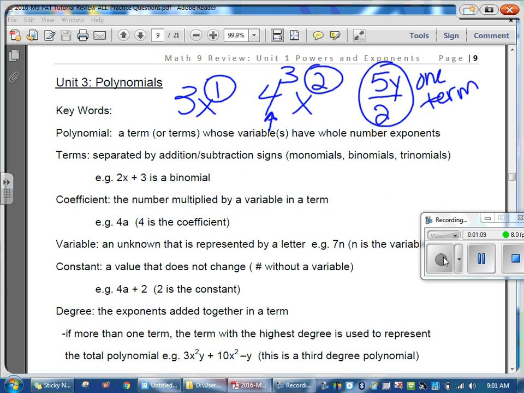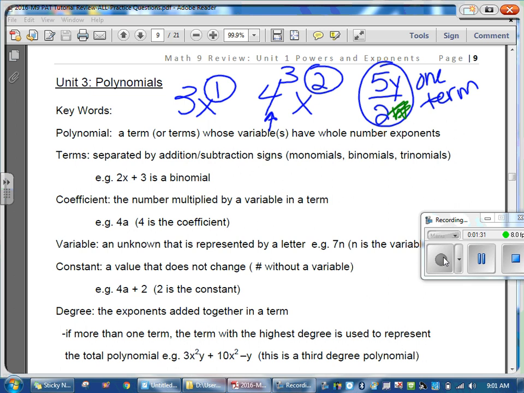So, what can't be a polynomial is if I put a variable in the bottom. What if I put a variable in the bottom? Well, it doesn't get the special name polynomial, but we know how to deal with it. We do it in our powers unit. Okay? So that guy wouldn't get the special name.